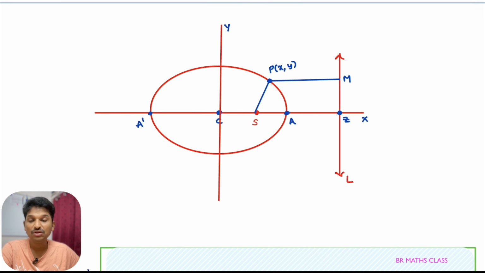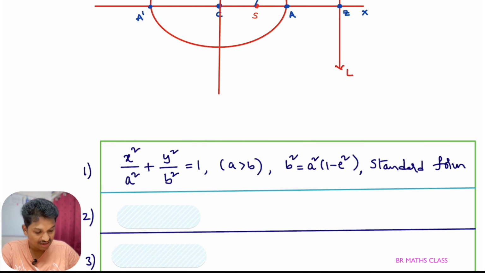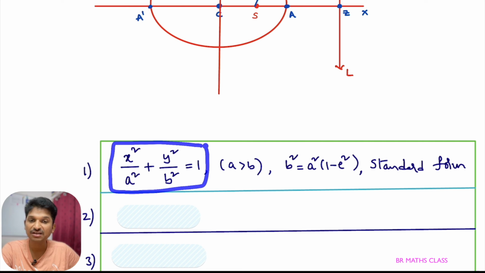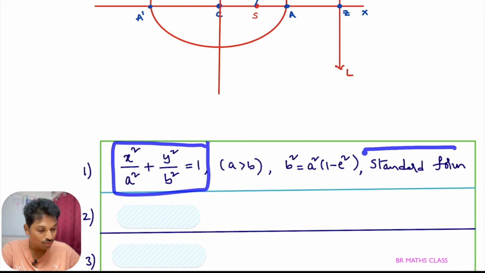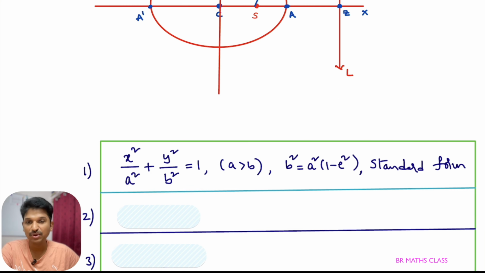In today's video, the first formula is this one. What is the first formula? See this: x square by a square plus y square by b square equal to 1 is there. If a is greater than b and b square is a square into 1 minus e square, this is known as the standard form of ellipse. This is known as the equation of ellipse in standard form. When we say it is a standard form, then a must be greater than b. When a is greater than b, in that case b square is a square into 1 minus e square.